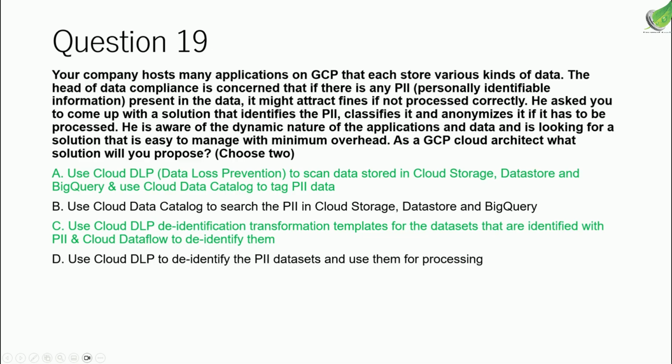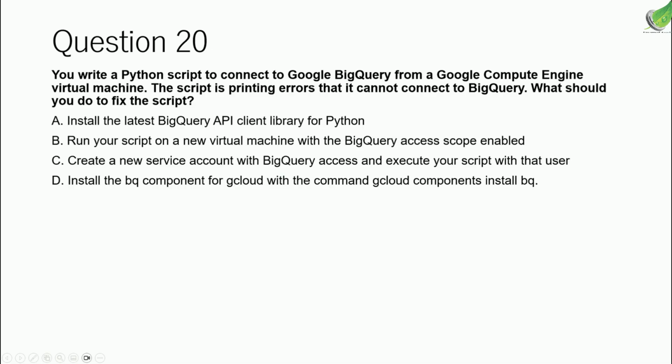Finally, option D is incorrect because it's too simplistic and incomplete. While the DLP API can de-identify data, it's not designed for large-scale, automated batch processing. For that kind of work, you need a robust data processing engine like Cloud Dataflow, as described in option C, to handle the job efficiently. Therefore, the two steps that create a complete, scalable, and manageable solution are A, for discovery and tagging, and C, for de-identification at scale.